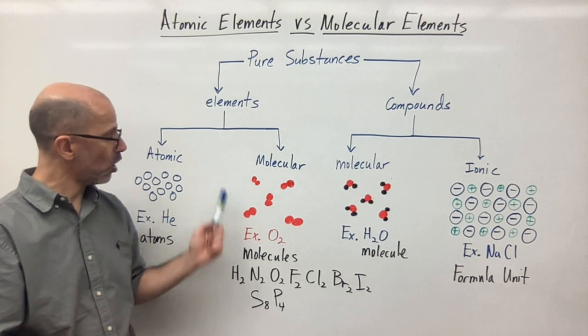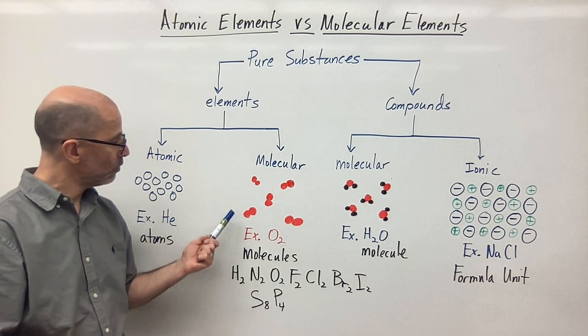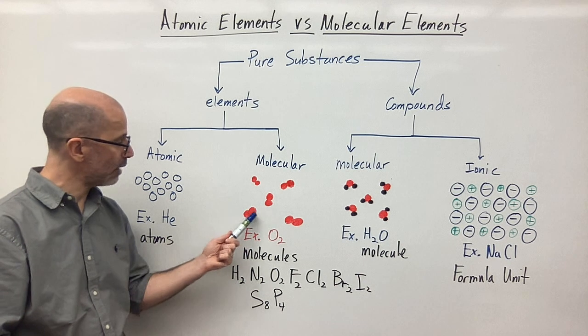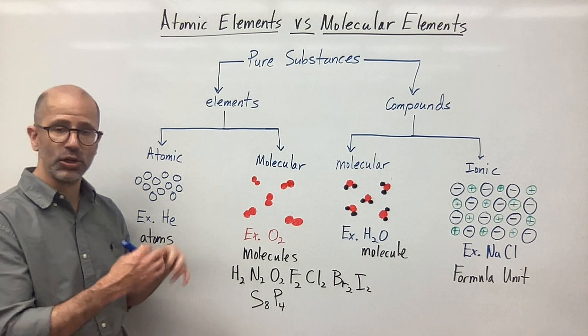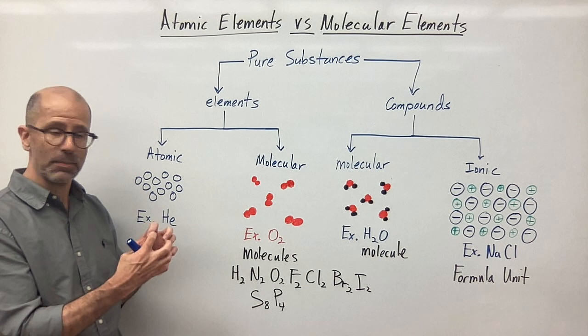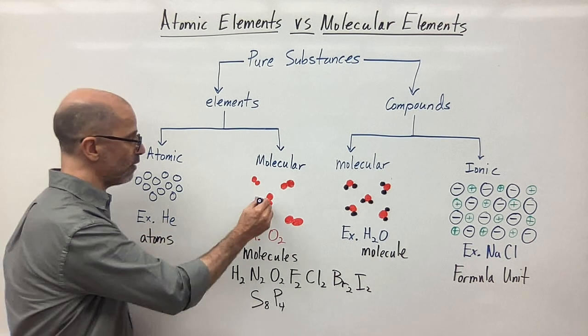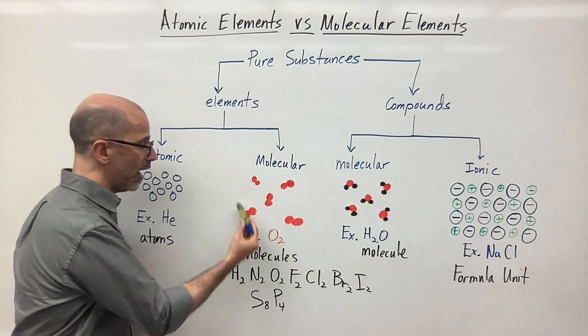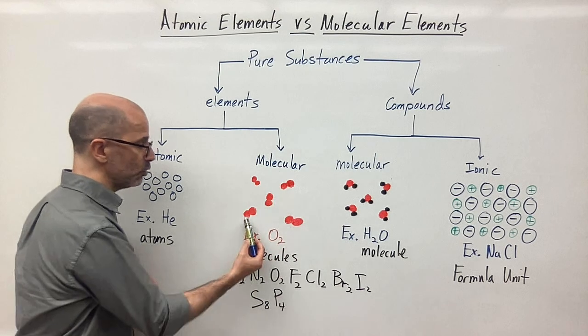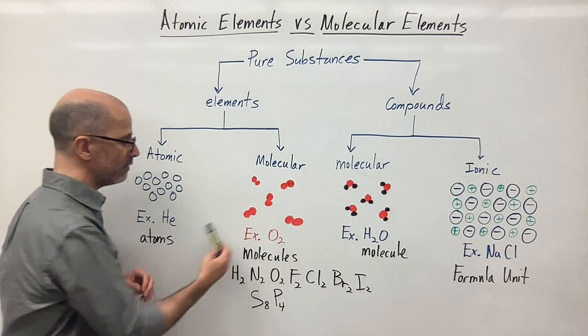This unit we call a molecule, right? So here we have two atoms of oxygen bonded together covalently to form a separate unit. So here we have five oxygen molecules. This would be the element of oxygen.